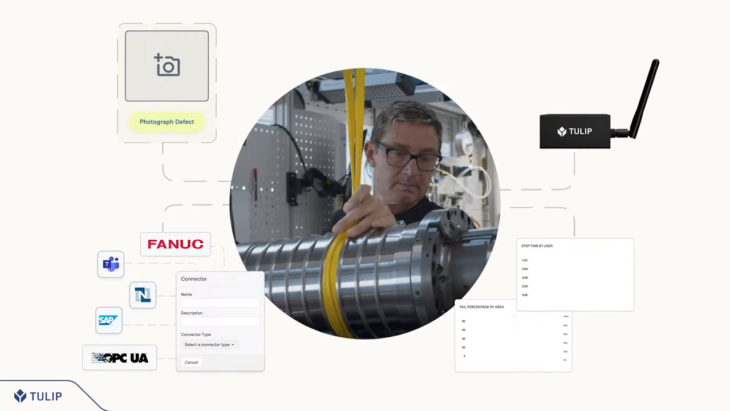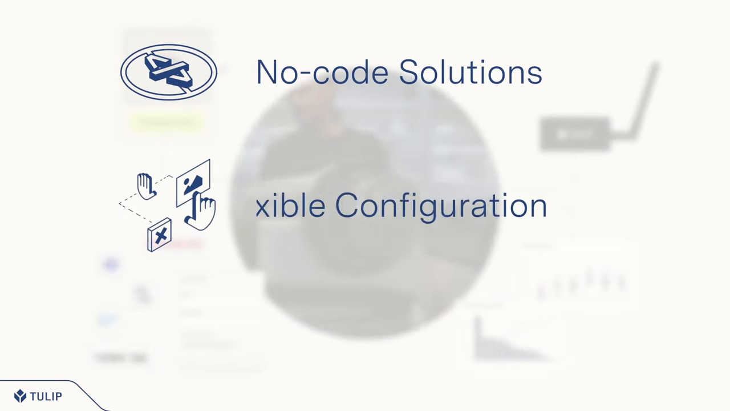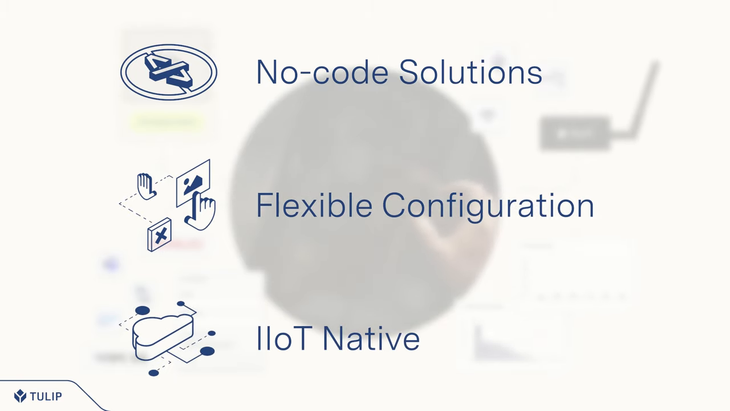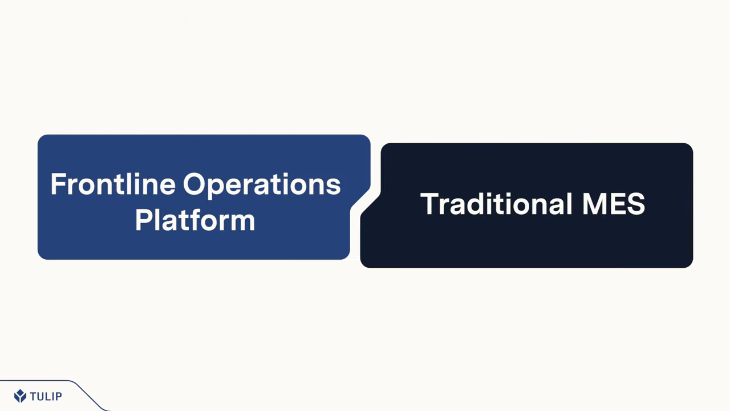Tulip's Frontline Operations platform can help solve these problems with no-code solutions that can be configured to your facility's needs and integrate with IIoT devices and your existing systems and legacy machines. Here are some advantages that Tulip has over an MES.